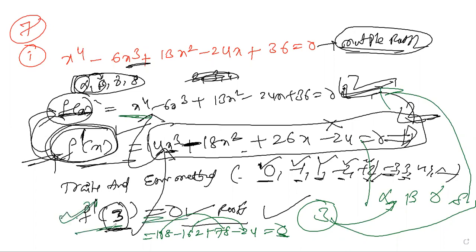Do one side. 4 3s are 4 cube, it is not 4 square. 4 4s are 16, 16 3s like that. Okay. So 3 is the root. Clear? Now let us take afresh, f dash of x.